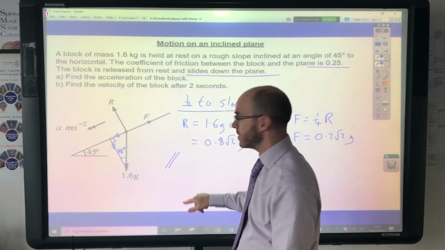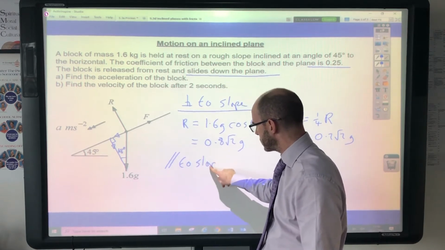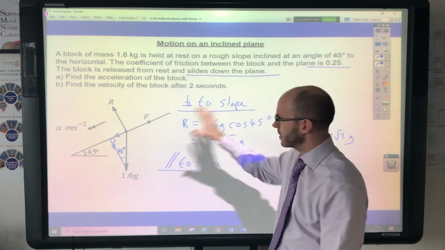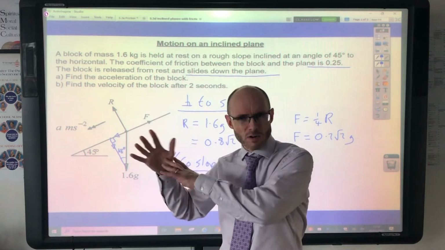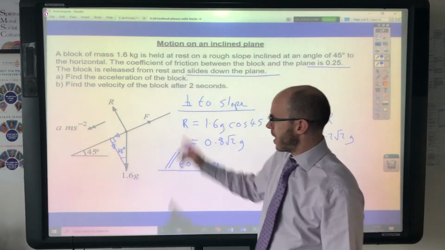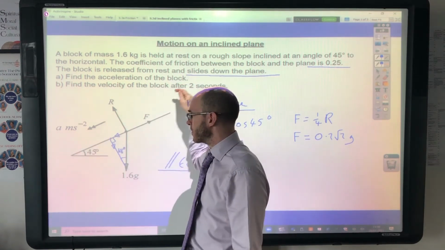Next, we'll resolve parallel to the slope. Do you like my shorthands for parallel and perpendicular? It's just that with resolving on inclined planes, you don't really want to be spending time writing parallel out in full or perpendicular out in full. So I'm going to choose downwards as being positive. Can you understand why that is? Because it's moving downwards, isn't it?